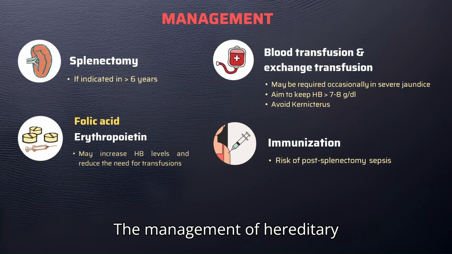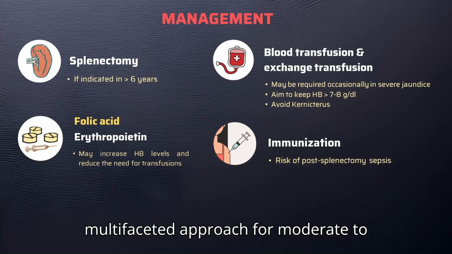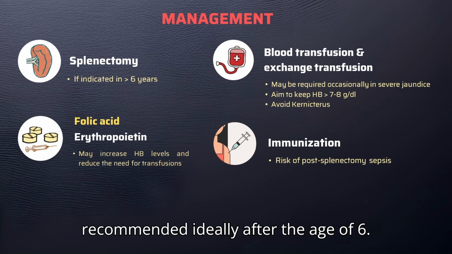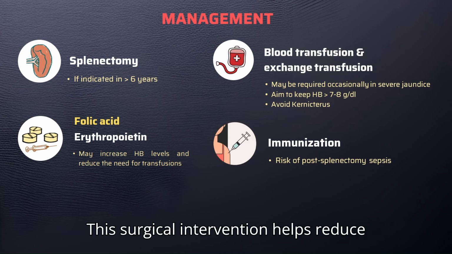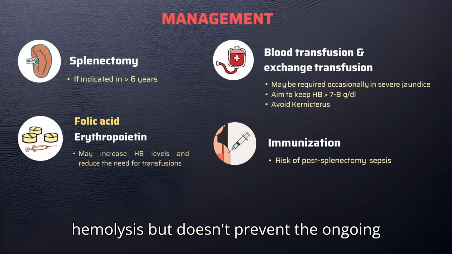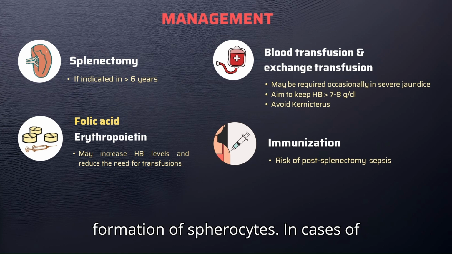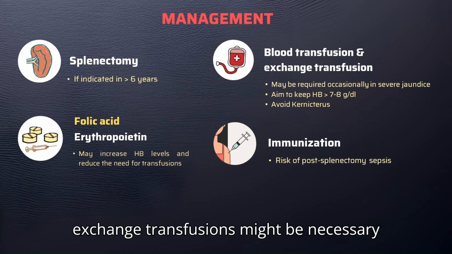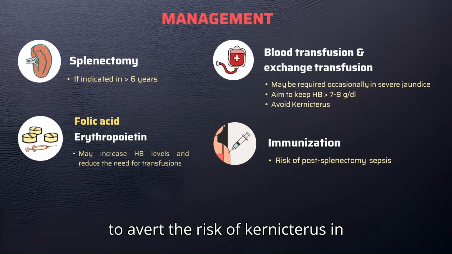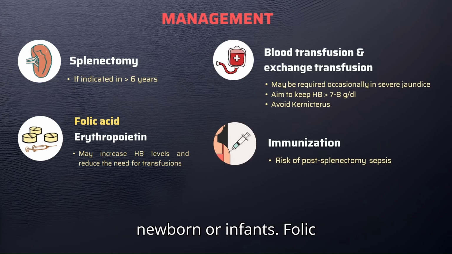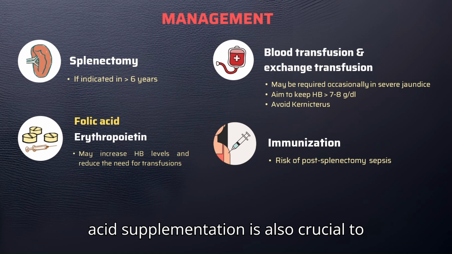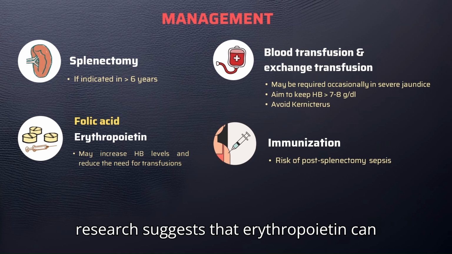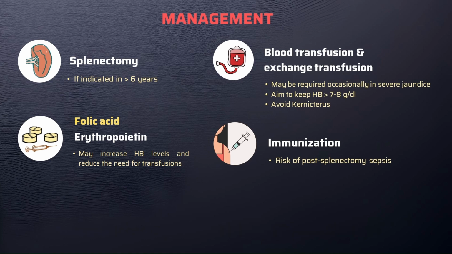The management of hereditary spherocytosis often involves a multifaceted approach. For moderate to severe cases, splenectomy may be recommended, ideally after the age of 6. This surgical intervention helps reduce hemolysis but doesn't prevent the ongoing formation of spherocytes. In cases of severe jaundice, blood transfusions or exchange transfusions might be necessary to avert the risk of kernicterus in newborns or infants. Furthermore, folic acid supplementation is also crucial to support erythropoiesis, and emerging research suggests that erythropoietin can also help diminish transfusion requirements.